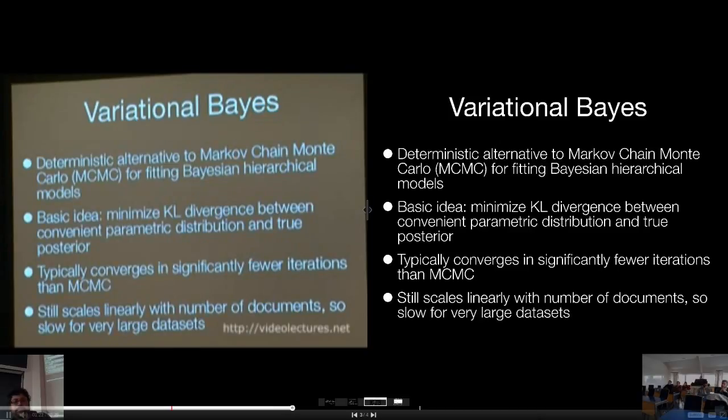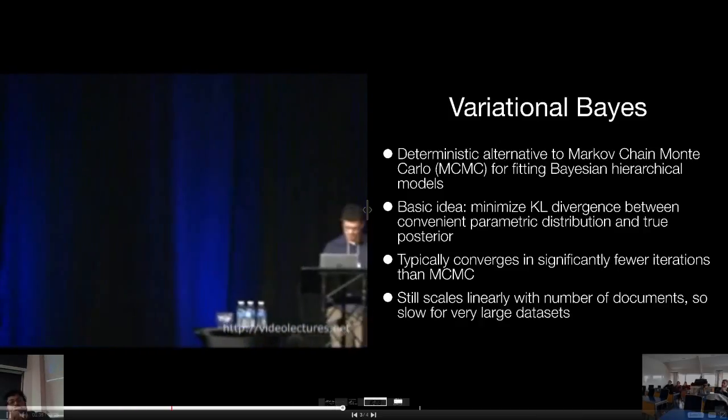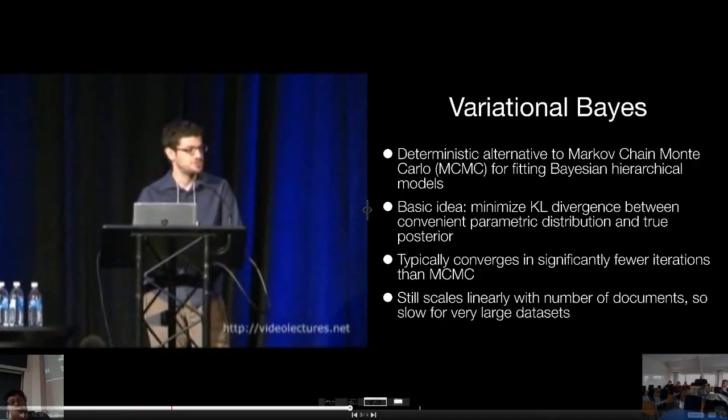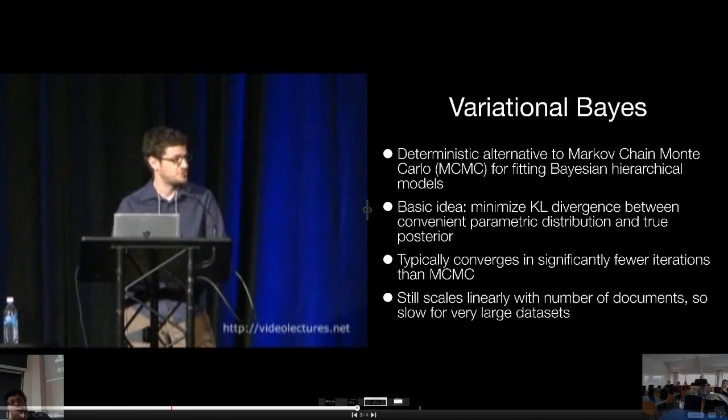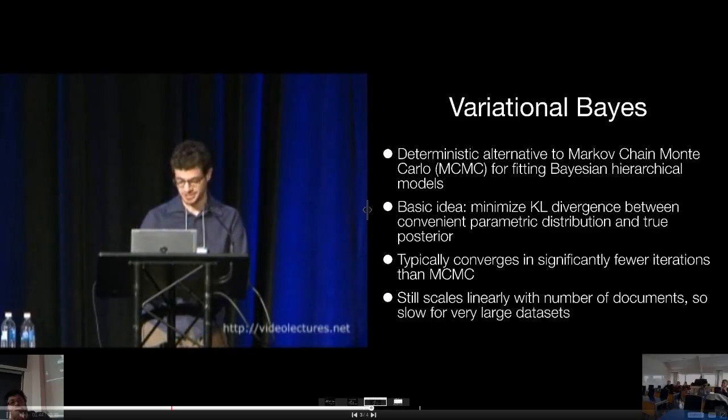And the nice thing about these methods is they tend to be fast compared to MCMC methods. They tend to converge in fewer iterations. But they're still batch methods, and so they scale linearly with the number of documents, and therefore can be slow for very large data sets. What we'd like to do is to be able to fit these approximate posteriors to our topics without having to look at the entire corpus every iteration.